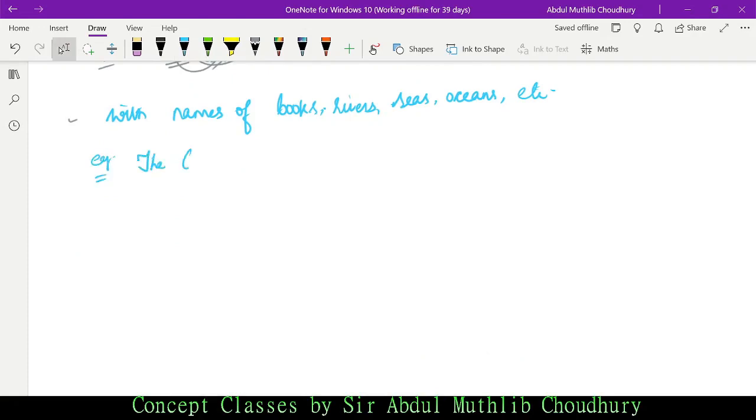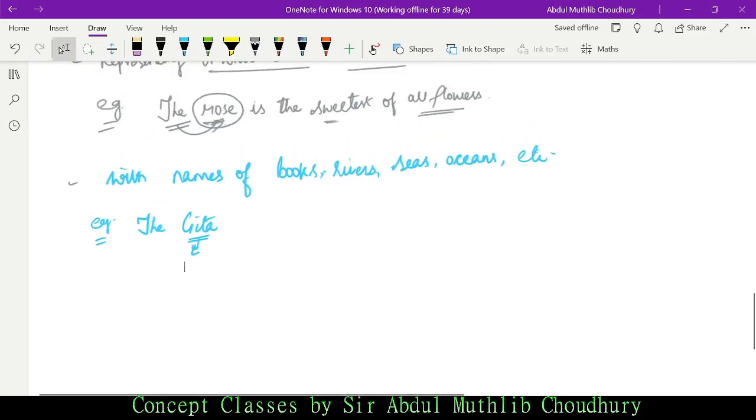The Gita. The holy book Gita, it is a noun. But what noun? This is a singular noun, and if you qualify it, it is a proper noun. Gita is a proper noun. Anyway, it's a singular noun. So can I use the before Gita? Yes. Why? Because there is one holy book named Gita. Thus, we can use the word the.